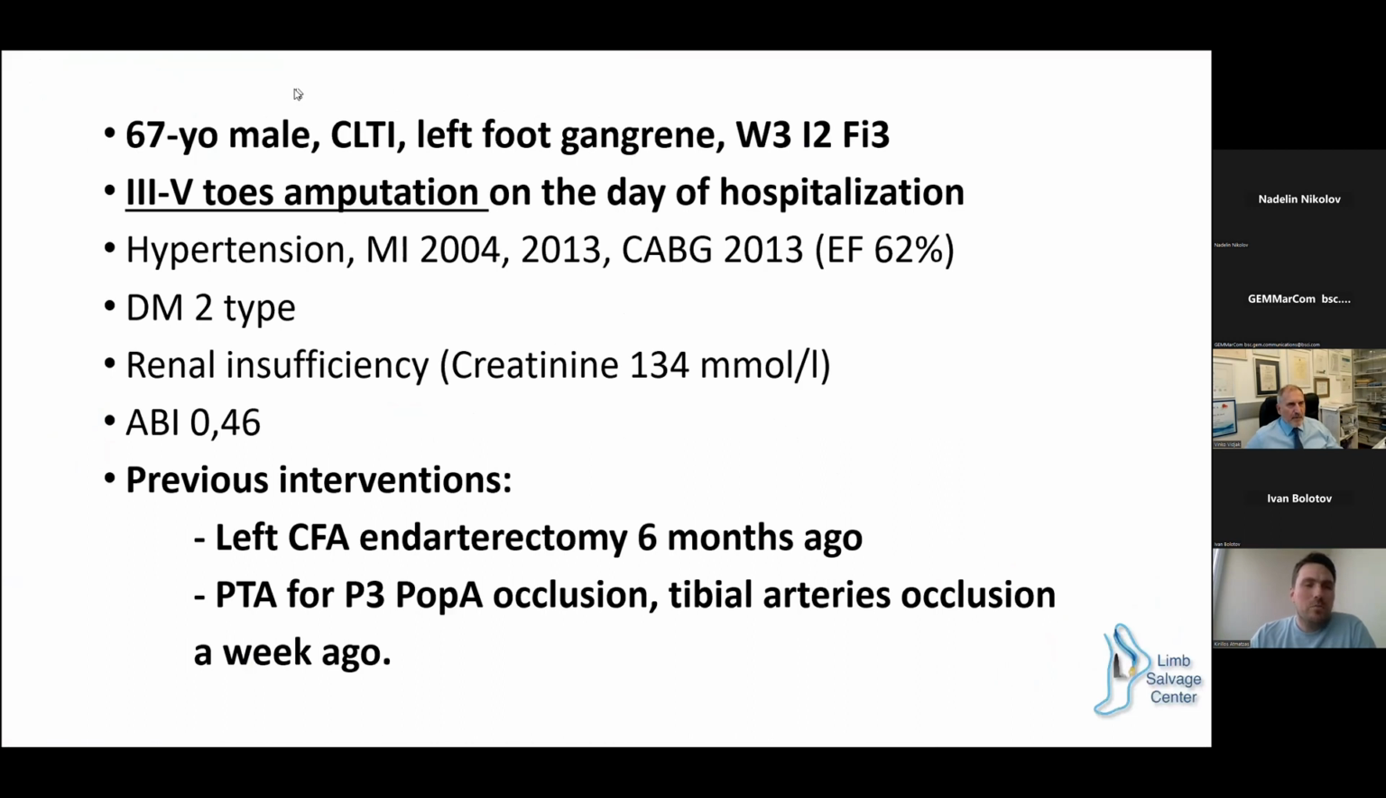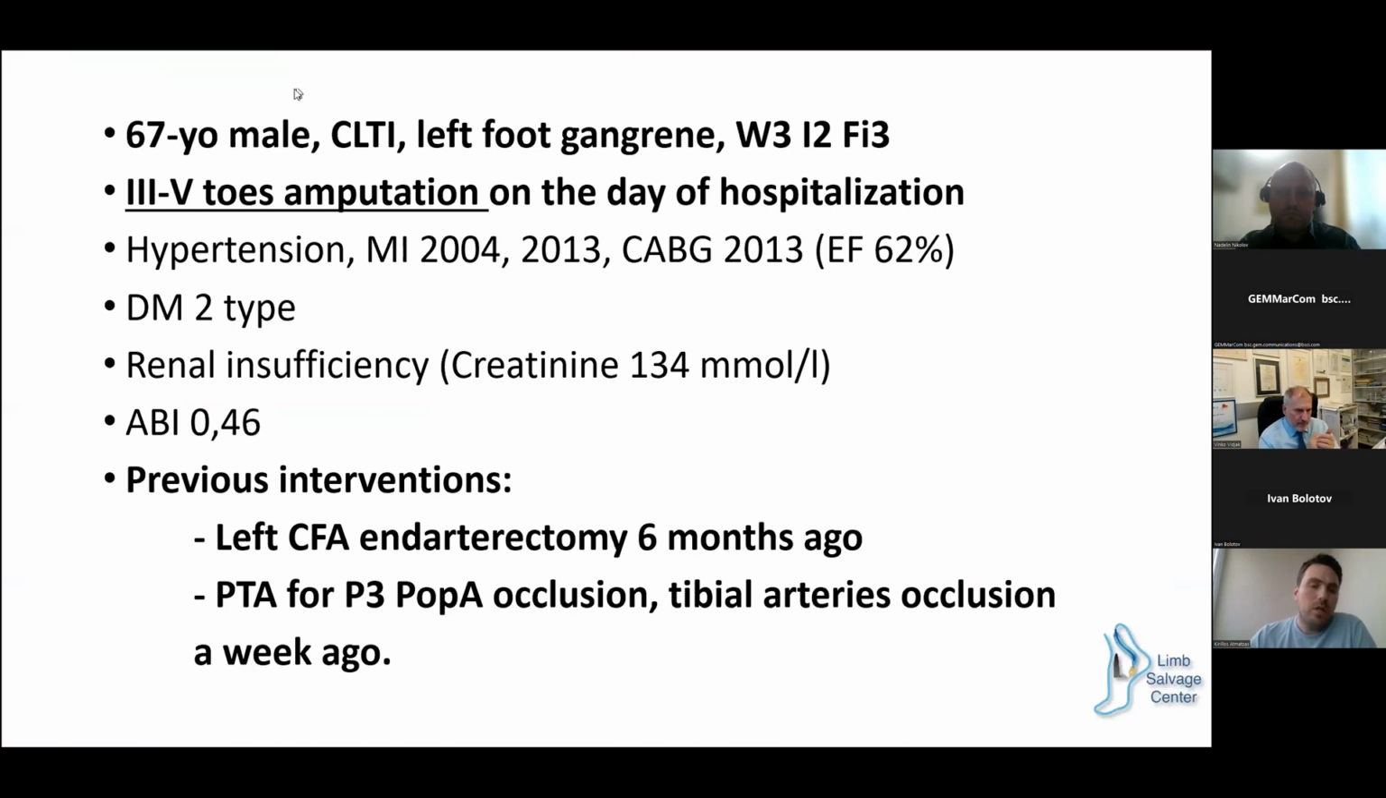It's a 67-year-old male with CLTI, left foot gangrene, WIfI classification 323, with third to fifth toe amputation on the day of hospitalization, and standard comorbidities. Previous interventions were a left common femoral artery endarterectomy 6 months ago and a PTA for P3 popliteal artery occlusion and tibial artery occlusion a week ago. On the fourth postoperative day, the patient began to complain of rest pain. On ultrasound, we found an occlusion of the only treated tibial artery.